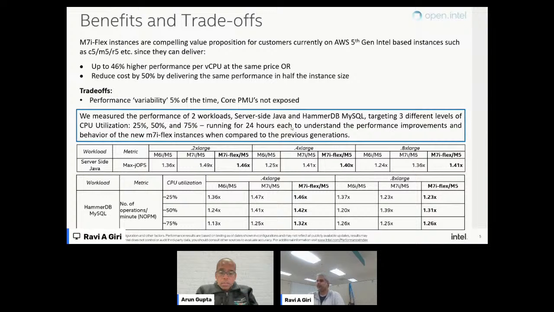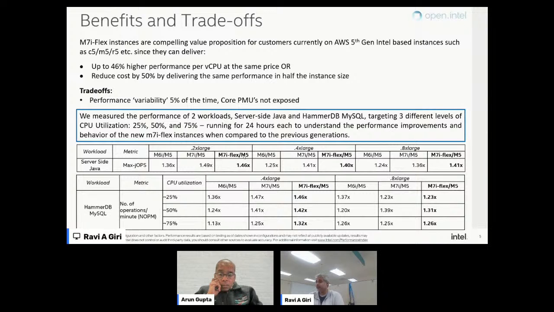If you look at the first table here, this is the server-side Java. M5 to M6i, that's the last two generations, there's a 36% improvement. This is on a 2XL, and on a 4XL, it's 25% improvement, and on an 8XL, it's 24%. So, pretty good performance improvement. M5 to M7i, it's nearly 50% at the 2XL size, 41% at the 4XL size, and 36% at the 8XL size. And these are great numbers.